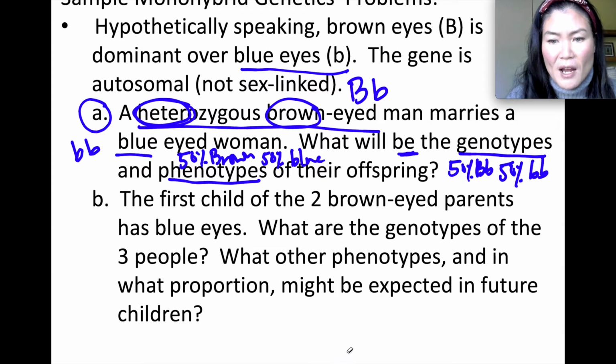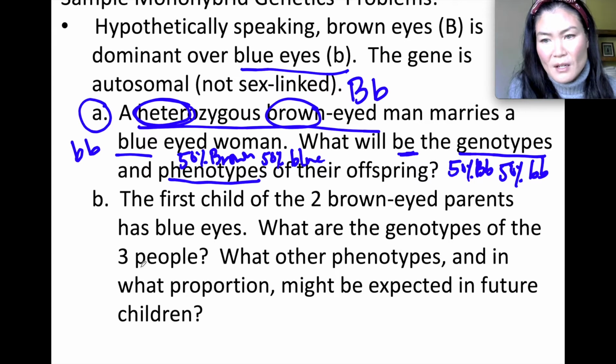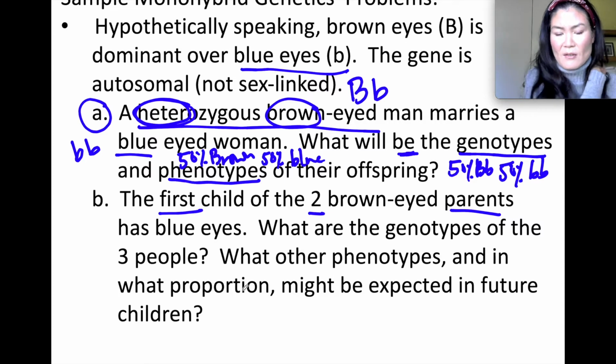The first child of the two brown-eyed parents has blue eyes. What are the genotypes of the three people? The three people I'm talking about are the two parents and then their child. What other phenotypes and in what proportion might be expected in future children?